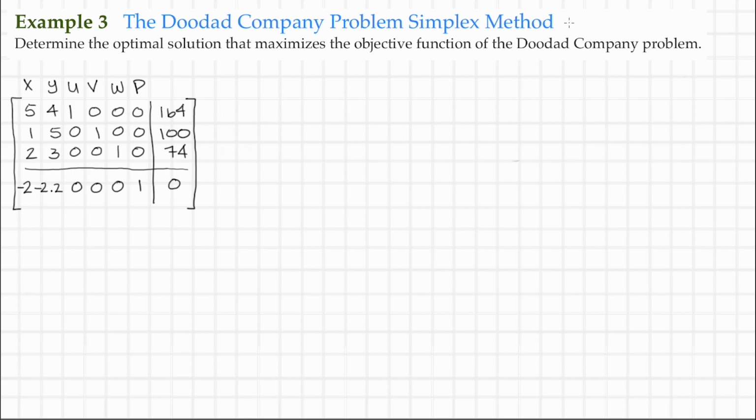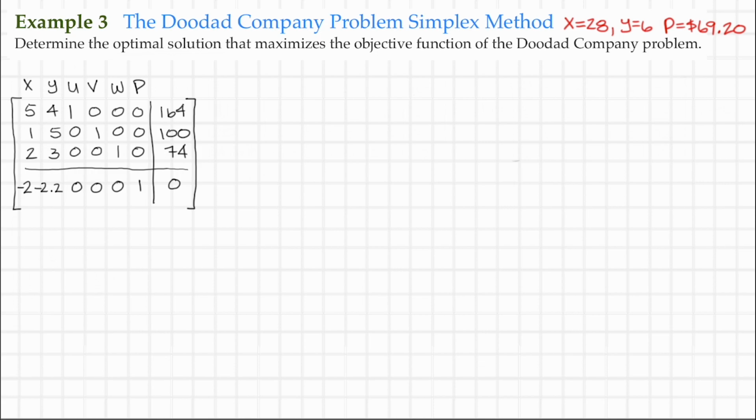And we determined that x is equal to 28 and x was widgets, y was equal to 6 and y was the gadgets, and the maximum profit was $69.20. So we solved that previously by graphing. This time we're going to solve it, of course, using the Simplex method.